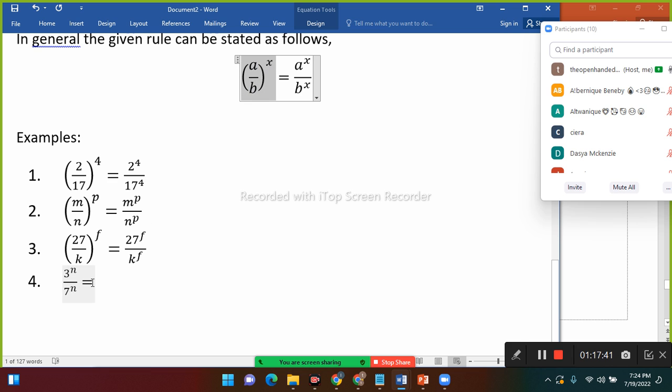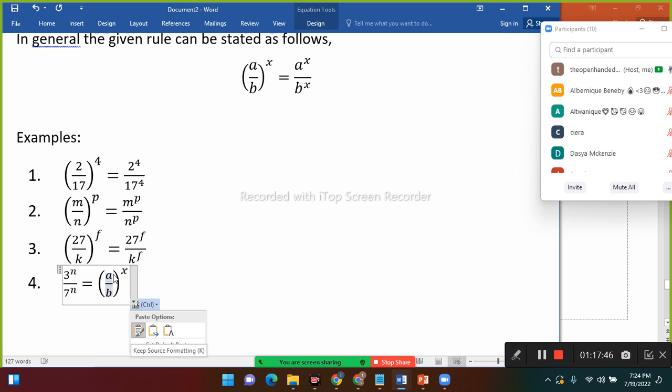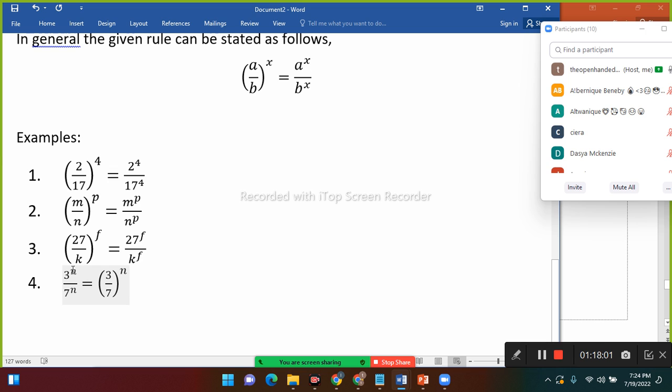So that's going to be 3 over 7 to the power of n. All right. This is we give it to you in reverse. Sometimes they give you this, and sometimes they give you the next. But you need to know that either way works. Doesn't matter which way you put it.